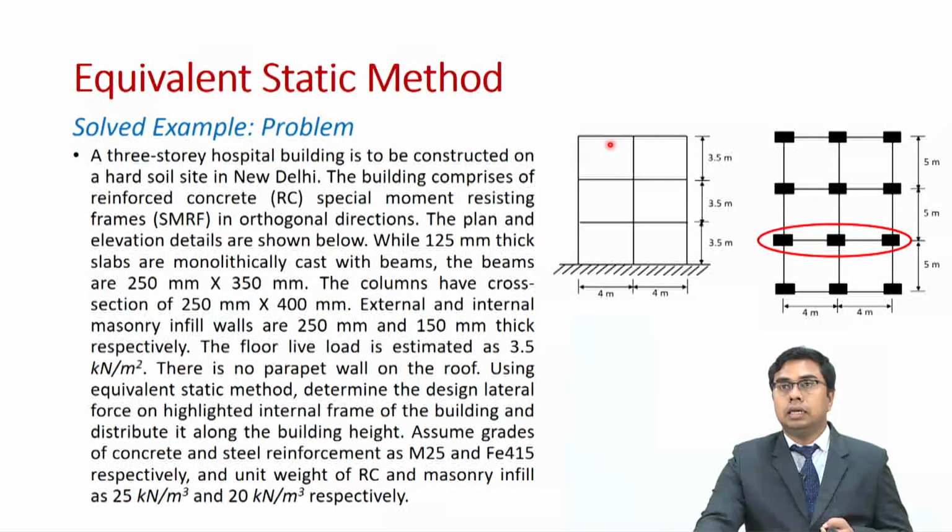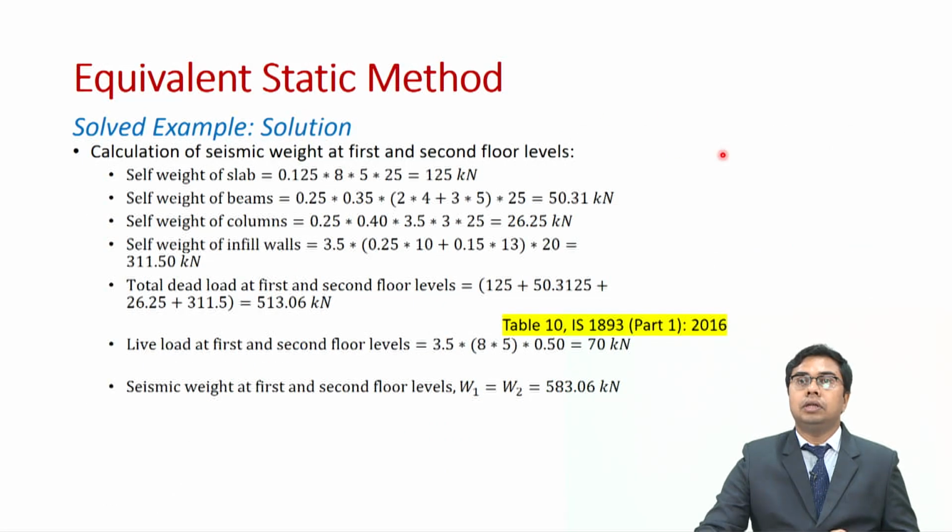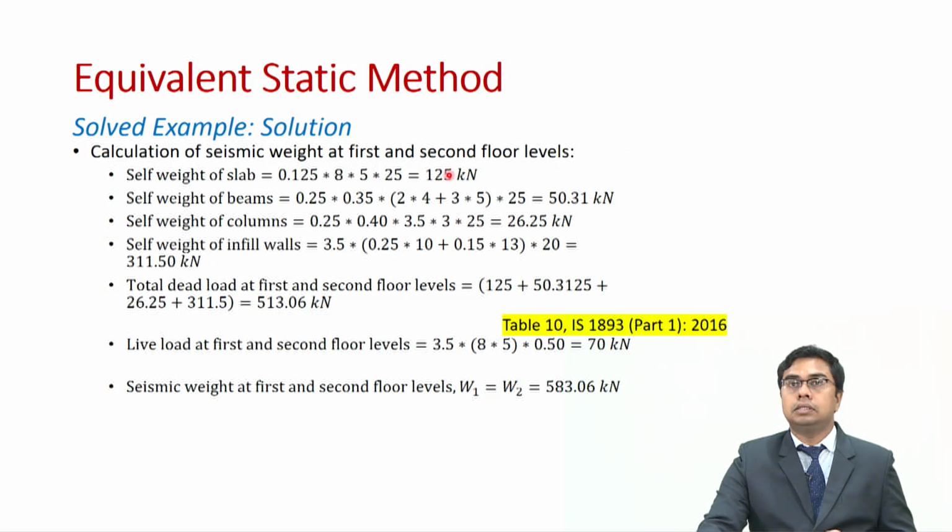The second difference is that for roof level, you can ignore the contribution of live load to the seismic weight of the building. Therefore, we shall calculate the seismic weight of these two floors together, and the seismic weight of the roof level shall be calculated separately. So, for the seismic weight at the first and second floor levels, let us first calculate the self weight of the slab.